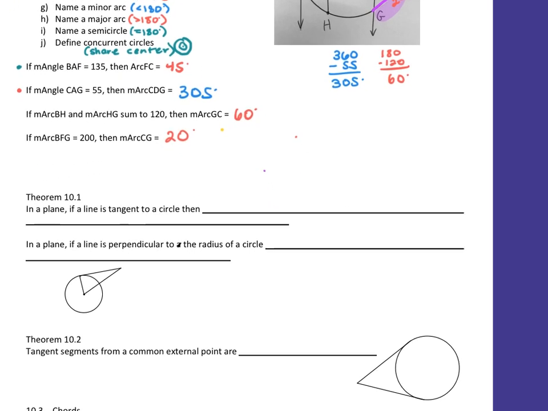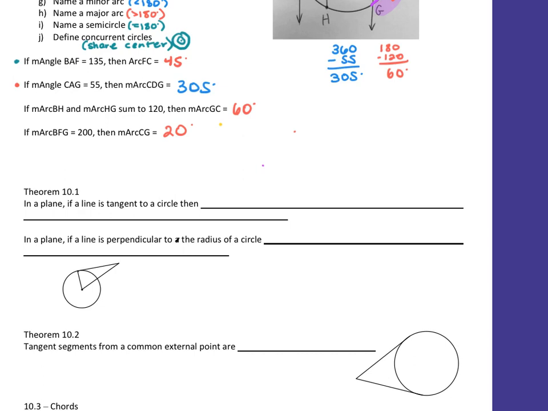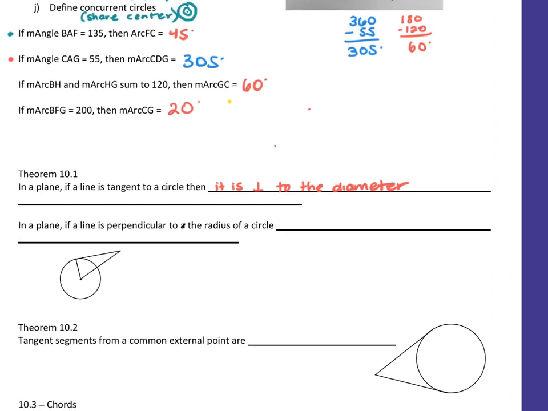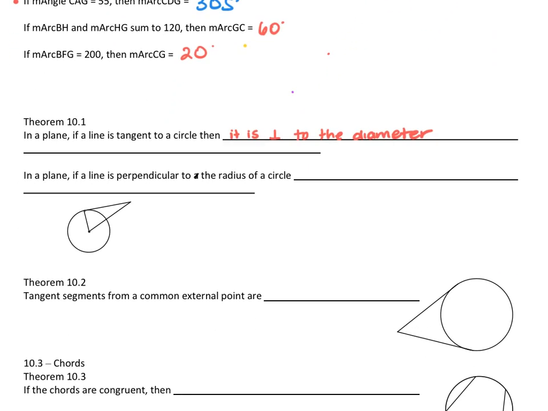Okay, then we talked about the theorems in 10.1. The first one said in a plane, if a line is tangent to a circle, then it is perpendicular to the diameter. So if we look at this diagram that we have done here, if this is my tangent segment, this would be perpendicular to the radius or to the diameter, because the radius would be half the diameter. So there forms a right triangle there if that's tangent.